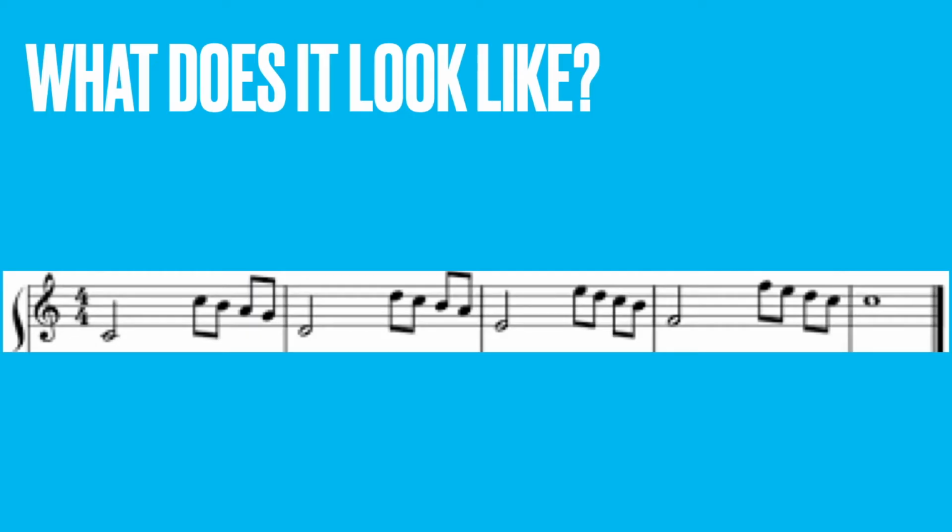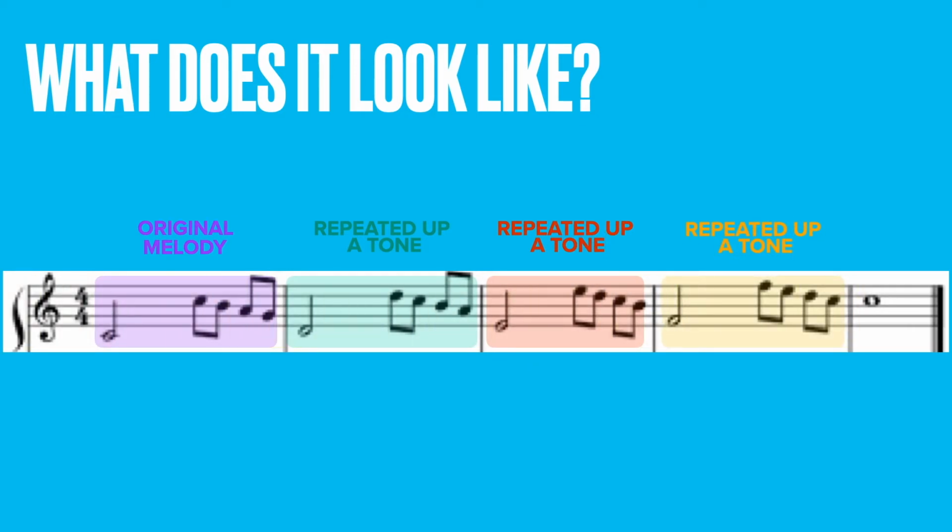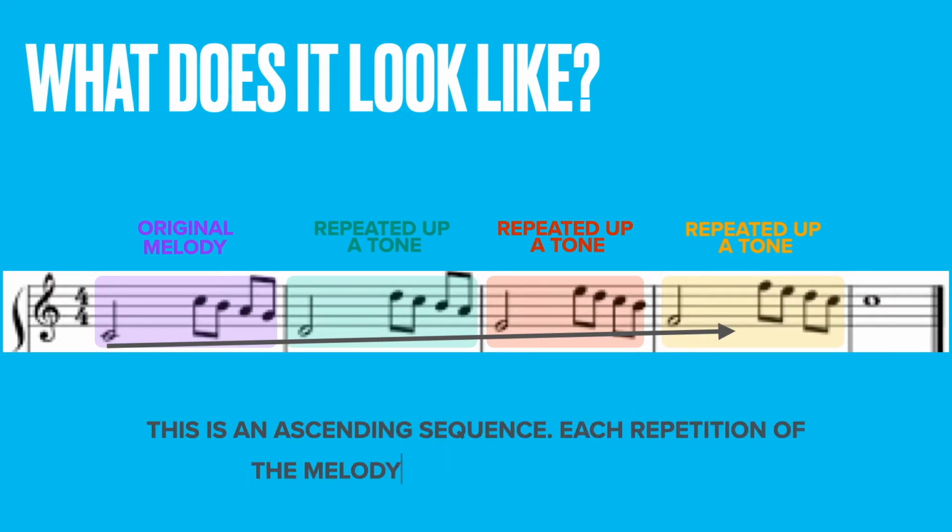What does it look like? Well, you can see there's the original melody. It moves from a C up to a D, it's repeated and moved up a tone. Then it's repeated and moved up again to an E, then repeated again and moved up to an F. This is what's called an ascending sequence. Each repetition of the melody moves up by one note.